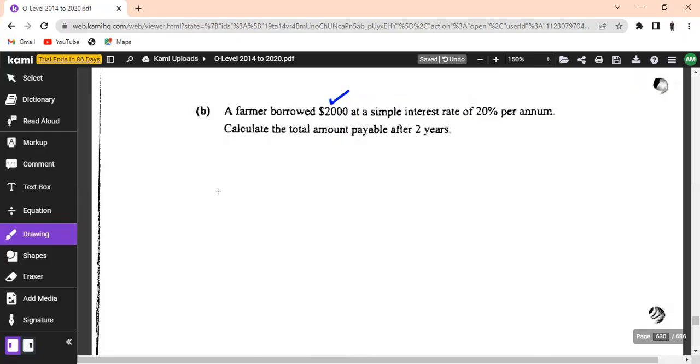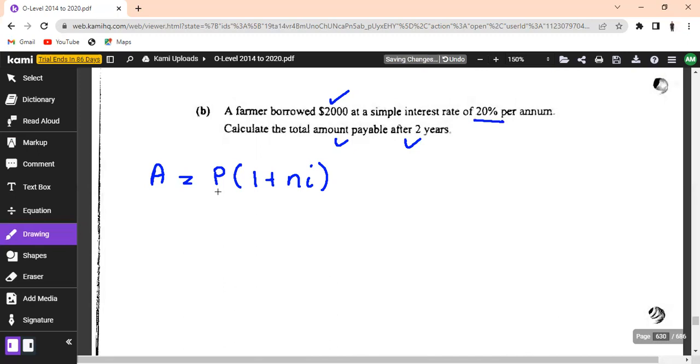20% per annum. Calculate the total amount payable after 2 years. Okay, remember your simple interest, guys. There are so many ways that you can use, but from our simple interest, we know that amount is equivalent to P into 1 plus NI, where N is the number of years and I is the interest as a percentage decimal. So you express this as a decimal.